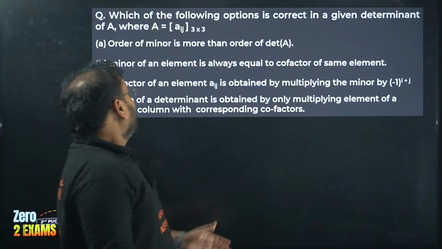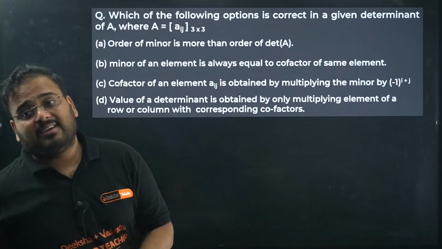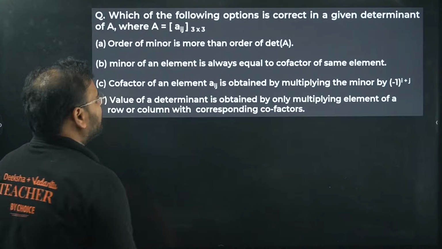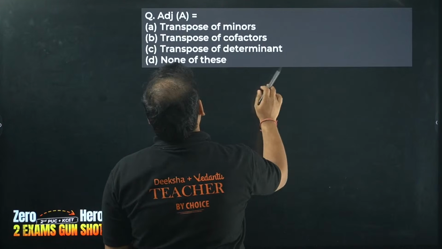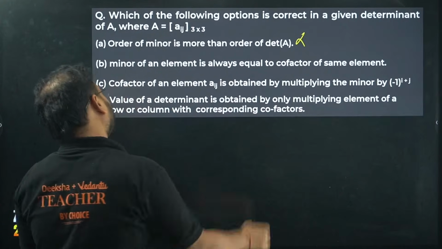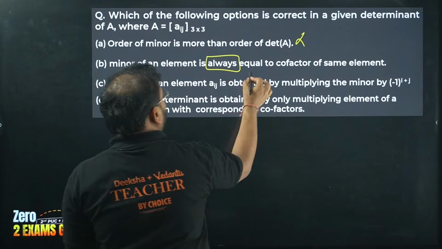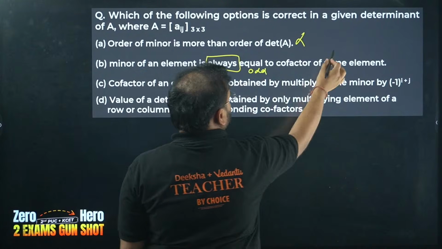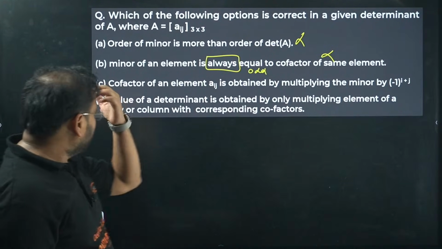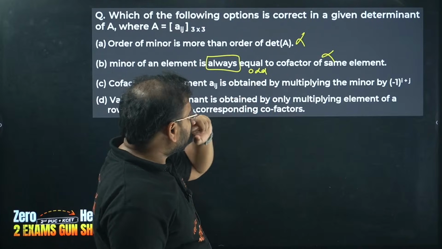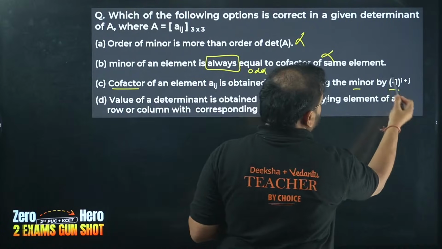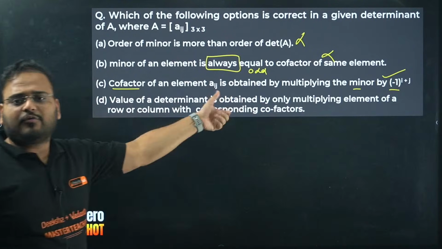Moving on. Which of the following options is correct for a given determinant of A? Order of minor is more than order of determinant. Of course, it is wrong. My bad, guys. Wrong. Minor of an element is always equal to cofactor. Not always, because if it is odd power, it will be opposite in sign. This is also wrong. Cofactor of an element Aij is obtained by multiplying the minor by this. Correct. Cofactor you get by multiplying the minor by this. This is correct. Definition of cofactor.